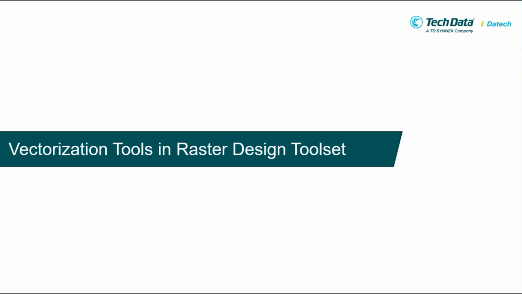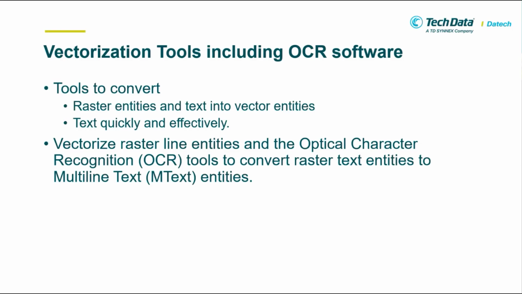Vectorization tools with the AutoCAD Raster Design Toolset are more important because they work on a platform of OCR, optical character recognition, the tools that convert your entries into text, and the text is quickly converted into MText file formats, and it is more effective as well. Raster line entities, or we can say the optical character recognition tool, convert your raster entities into MText file formats.